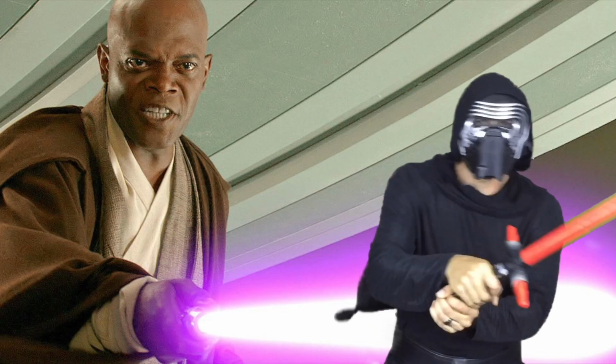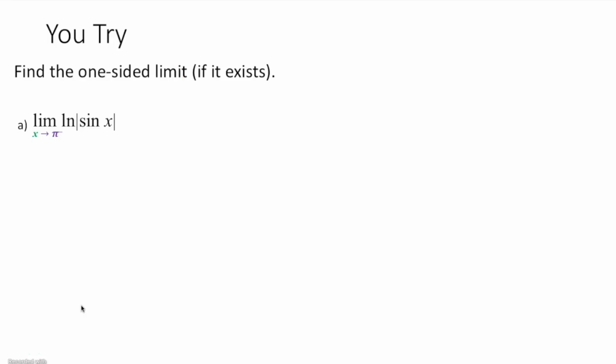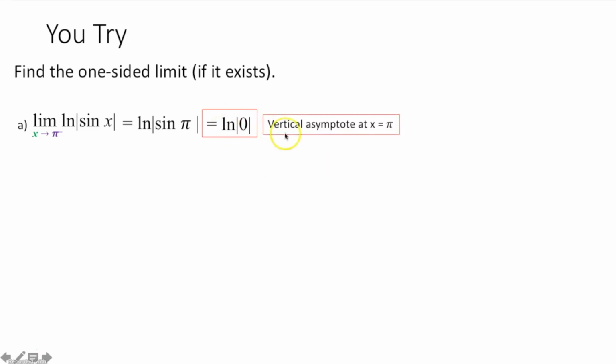You try. Okay, here we want to evaluate the limit first. So one-sided or otherwise, we take our c value, plug it in for x, and see if we get a number. Sine of pi is 0. Ln of 0, however, is undefined. This means that we're going to have a vertical asymptote at x is equal to pi. Now we need to figure out, as x approaches pi from the left, is our function going to go towards positive infinity or negative infinity?